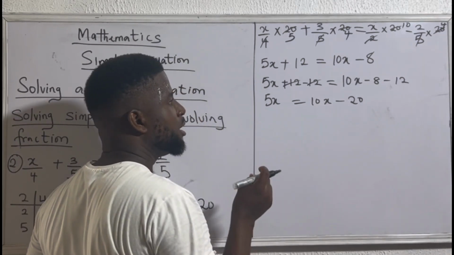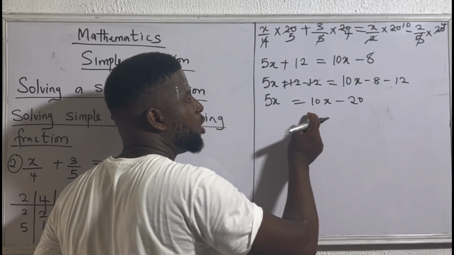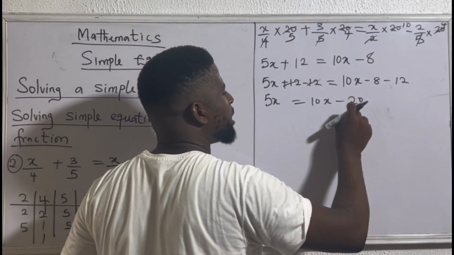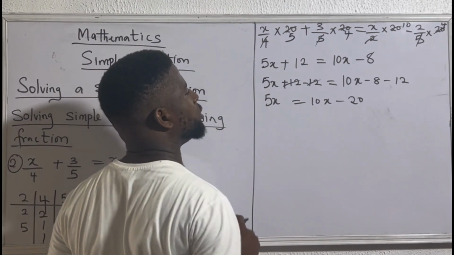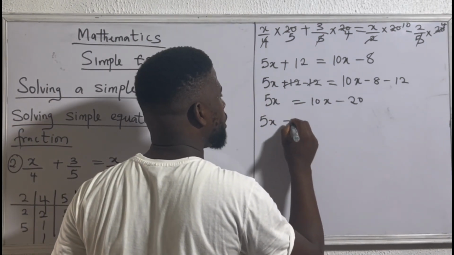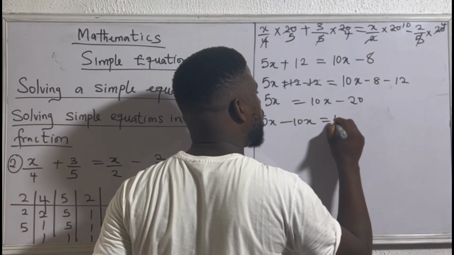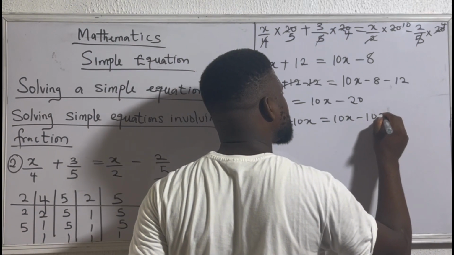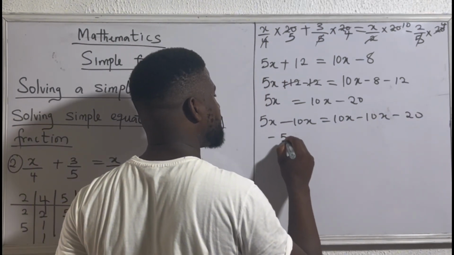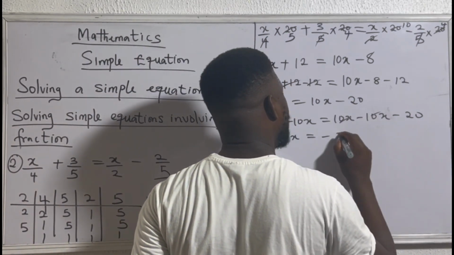We delete it. And how do we delete it? We use the inverse of plus 10x, which is what? Minus 10x. So we subtract 10x on the right-hand side, which we must also subtract on the left-hand side. So now we have 5x minus 10x equal to 10x minus 10x minus 20. 5x minus 10x gives me minus 5x, which is equal to 10x minus 10x gives me 0, minus 20.